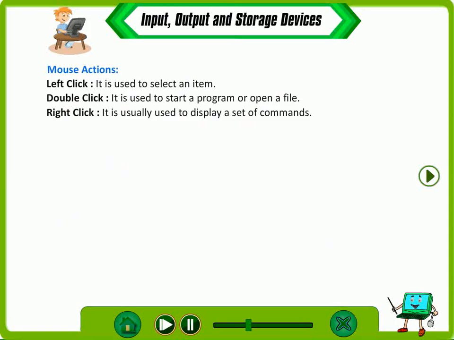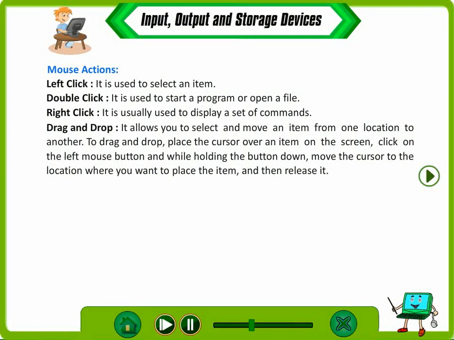Mouse actions. Left click. It is used to select an item. Double click. It is used to start a program or open a file. Right click. It is usually used to display a set of commands. Drag and drop. It allows you to select and move an item from one location to another.